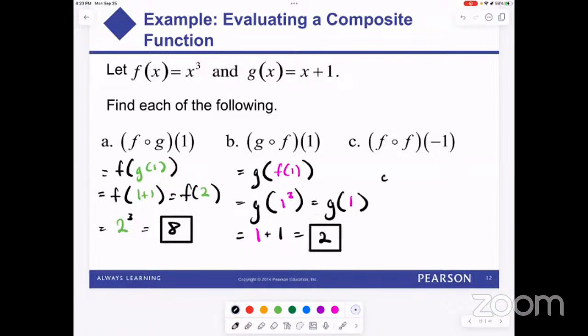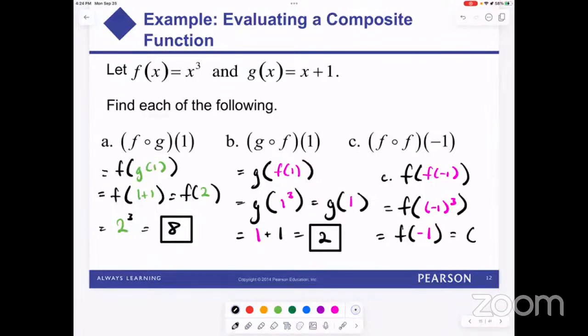Then f of f of -1, again the second function inside the first function. Now f of -1 is going to be -1 to the power of 3, which is ultimately just going to be -1. So then that's going to be -1 to the power of 3, which just happens to be -1.